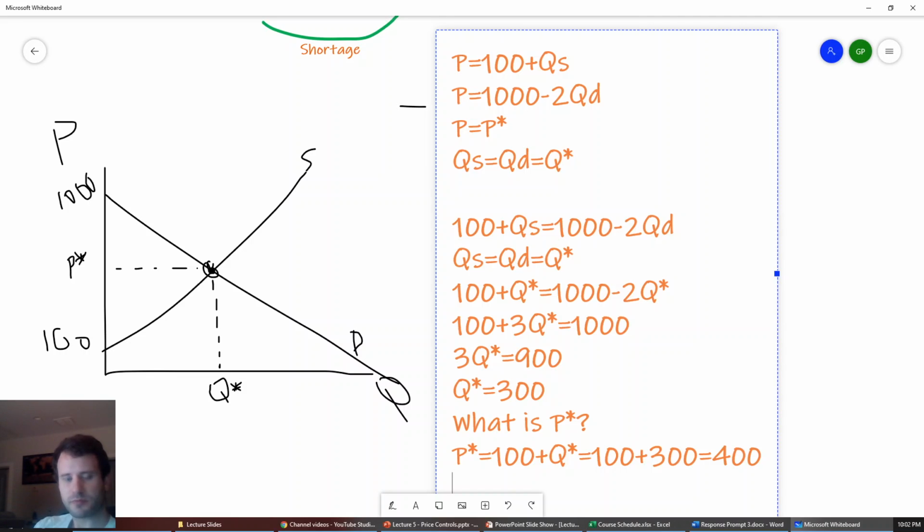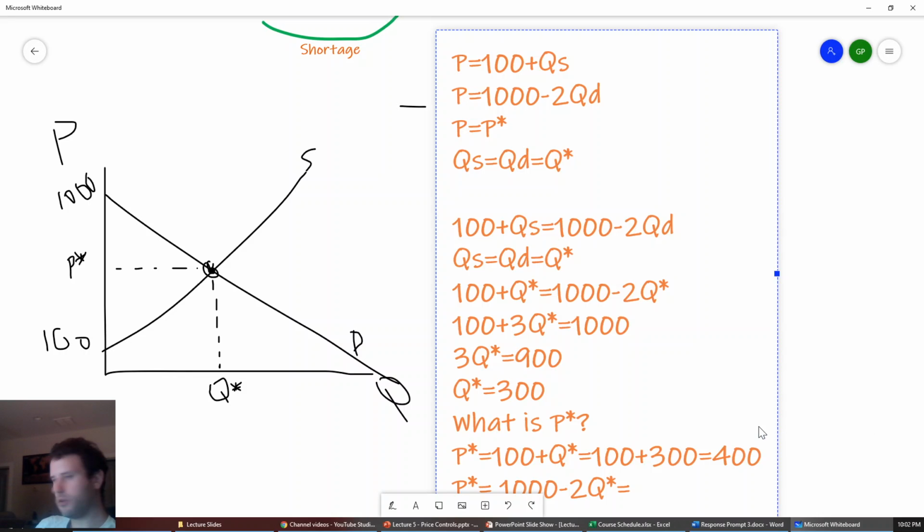All right, so personally right now I think that P star is equal to 400, Q star is equal to 300. The only way I know to check is, I plugged Q star in the supply curve and solved for P star. Now what if I plug it in the demand curve, and I get a different P star? Well, then I've done the math wrong, and I need to go back and see where I made my error. But we'll double check. P star equals 1000 minus 2 Q star.